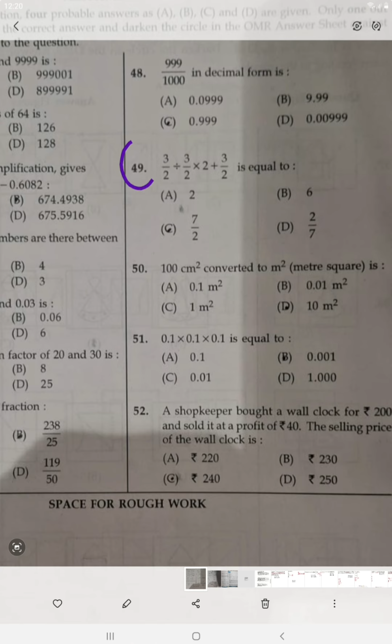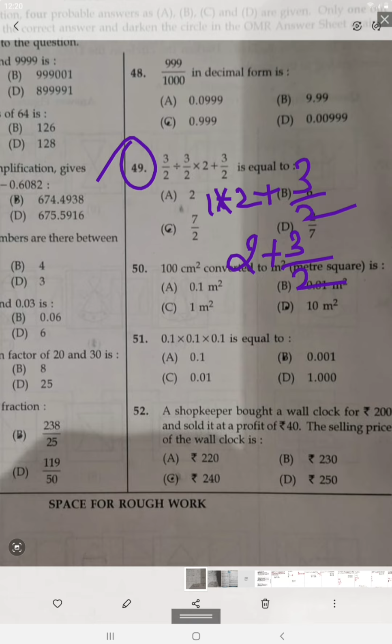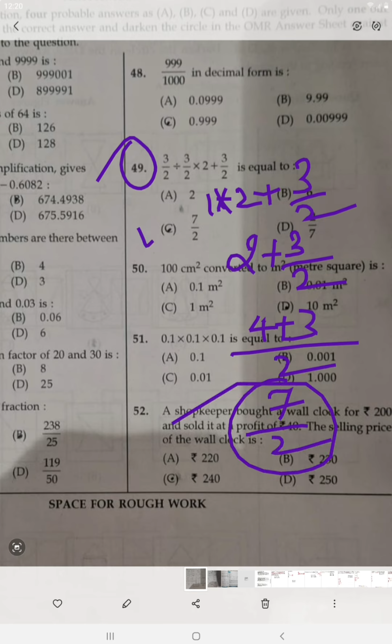So let us move on to question number 49. You can use the BODMAS rule. You know the method of division. If we divide the same number for the numerator and denominator, the answer will be 1. So 1 into 2 plus 3 by 2. 1 into 2 is again 2. So the simplified value will be like this. Further if we simplify, 2 plus 2 is 4, 4 plus 3 divided by 2. So 7 divided by 2 is the right answer.